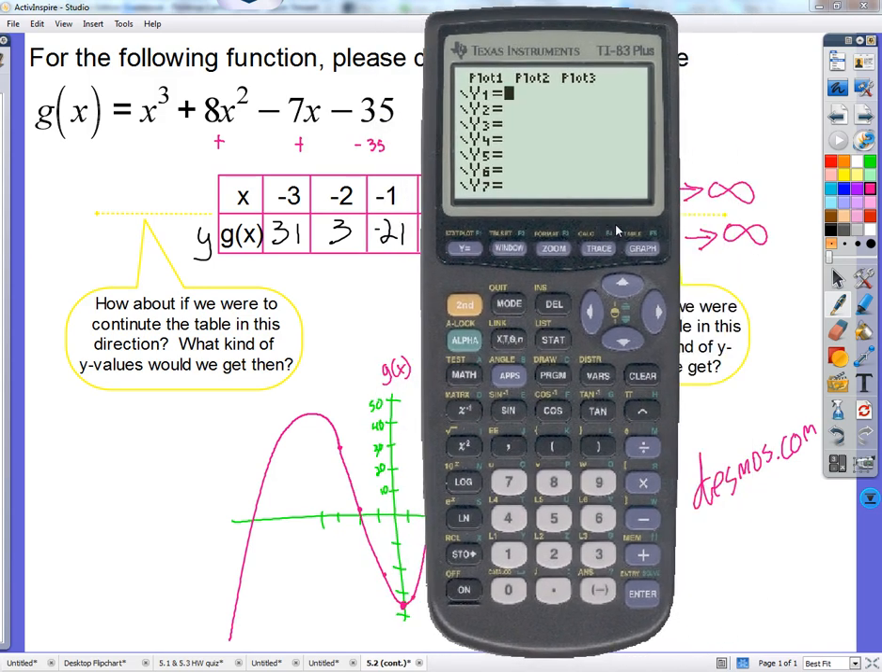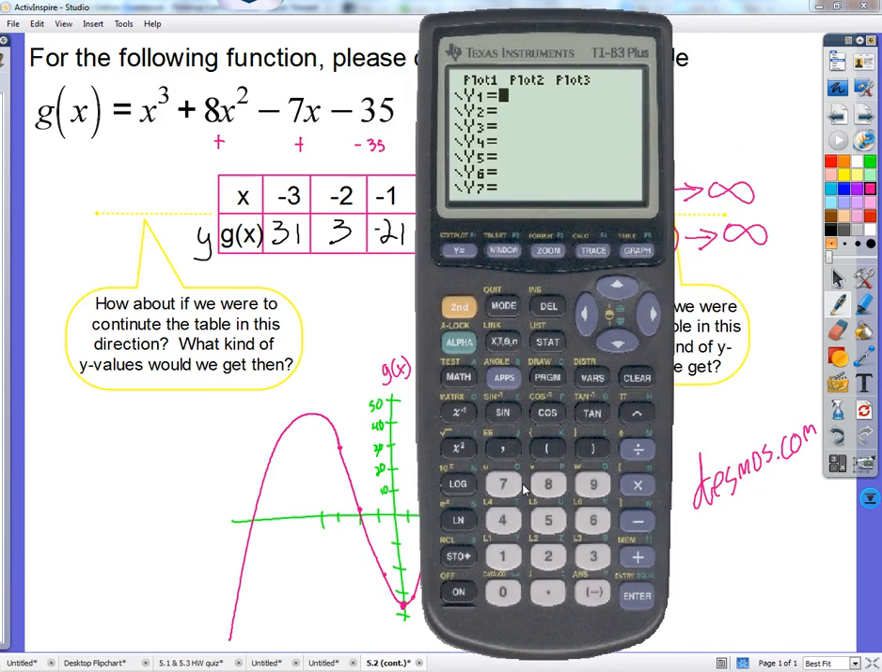What we can do is put this in. Did I show you this already or not? No? Okay, so there's x cubed plus 8x squared minus 7x minus 35. The people who made this calculator made it so that it understands that x is this empty vessel. It's a variable that we can change the value of. So we can look at the graph, for one thing.